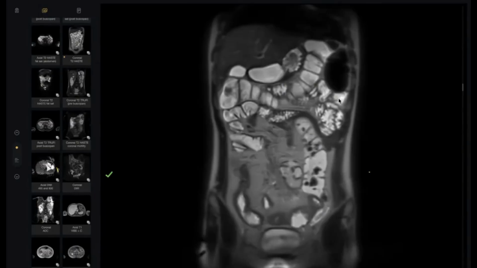Fatty proliferation or stenotic phase, like this. Anyone knows the most recent classification? Anyone? Okay, penetrating or non-penetrating. Okay, penetrating.